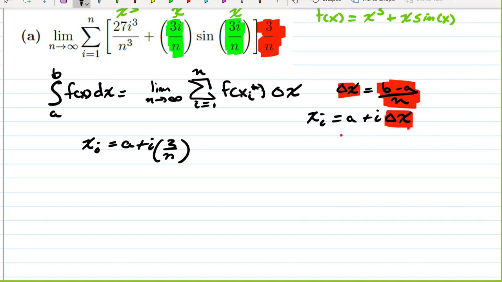All right, so coming back to our x sub i, we need to figure out what our limits of integration are. So we have the integral, we don't know a and b. We do know our f of x is x cubed plus x sine x dx. And now we need our limits of integration.